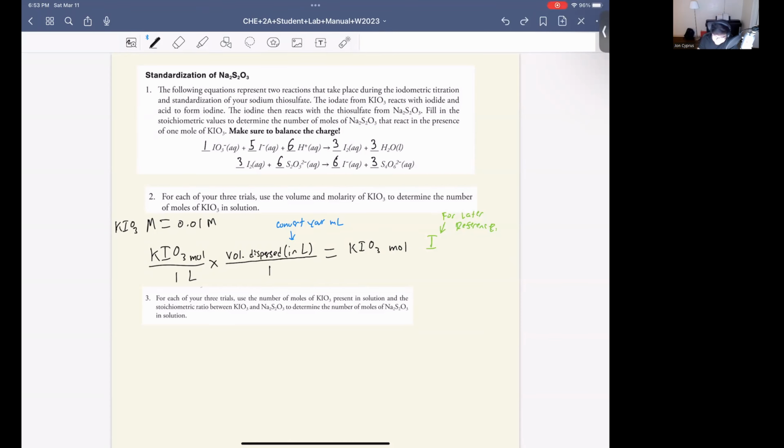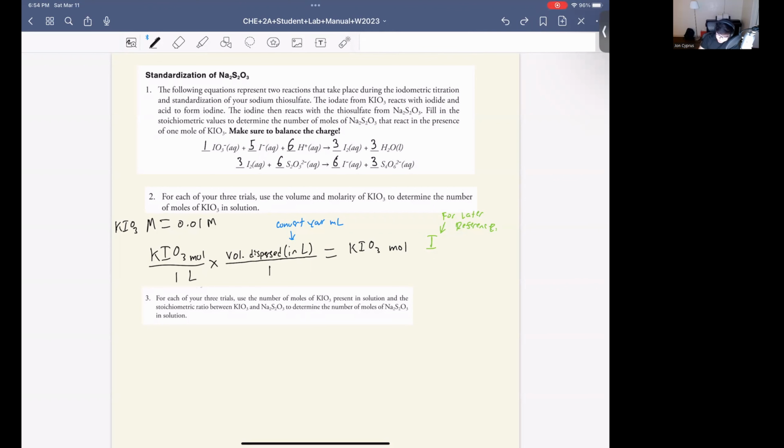Now, all we're going to do is another stoichiometric ratio. In this reaction, you're assuming that the potassium iodate is your limiting reactant. You're also assuming that your sodium thiosulfate is going to be your limiting reactant. So you're going to have plenty of iodide, I minus, to react with these. That's why this ends up working out.